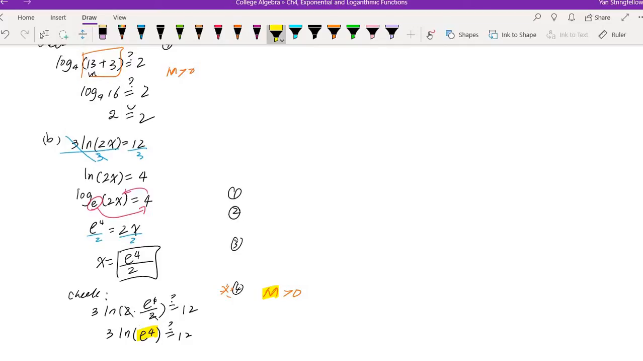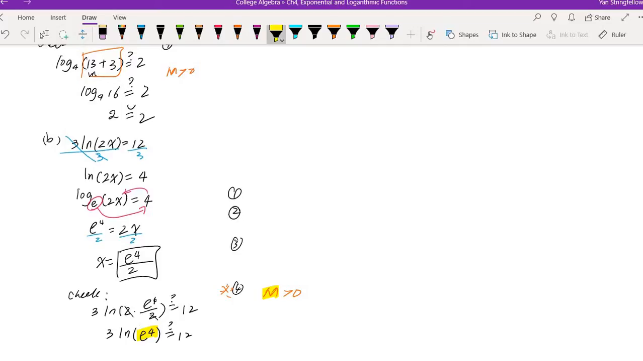e is just going to be 2.7. 2.7 to the 4th power is just going to be a positive number, right? So that means actually this satisfies m is greater than 0. If you want to stop here, that's fine.